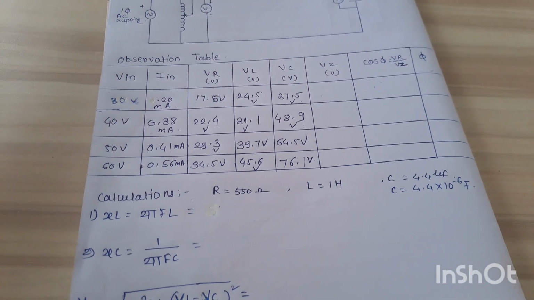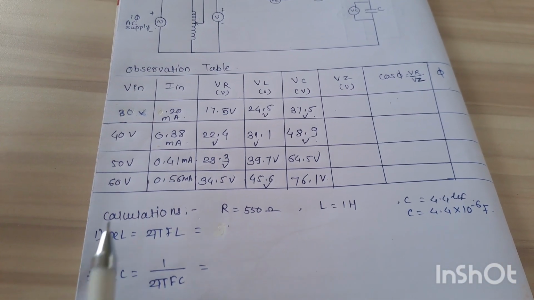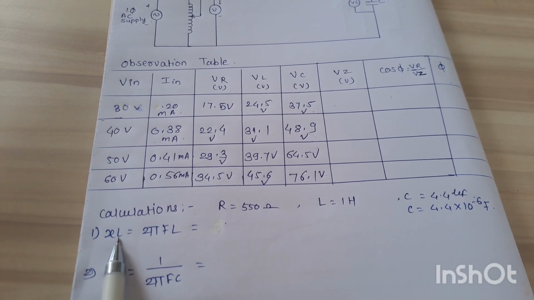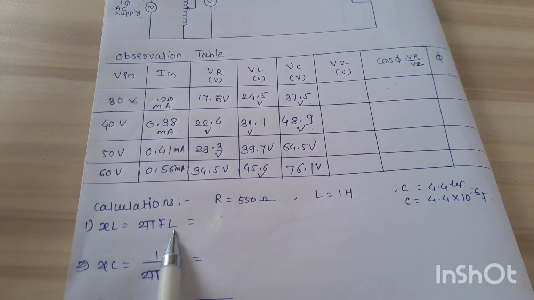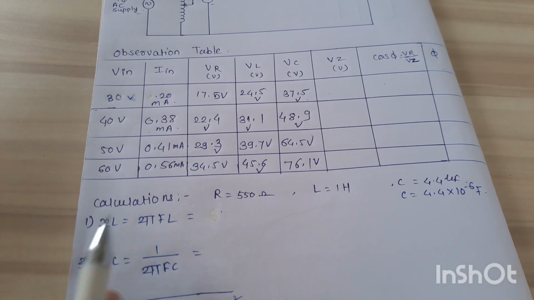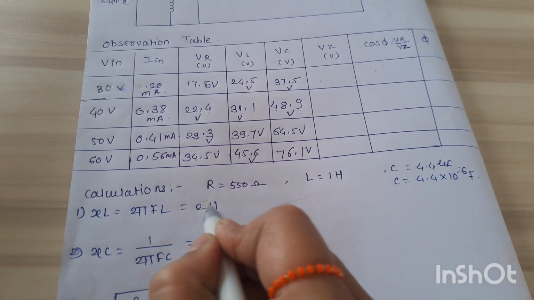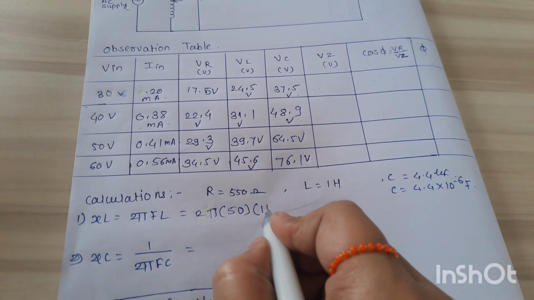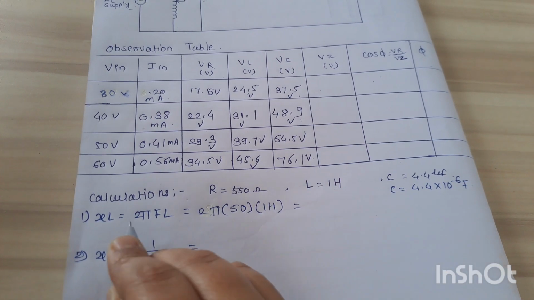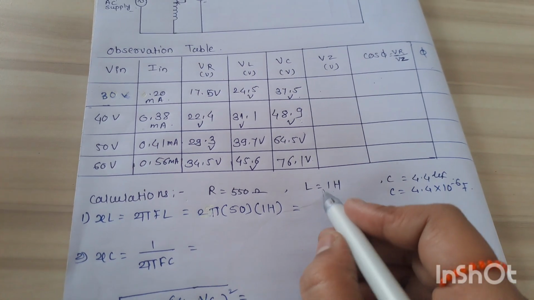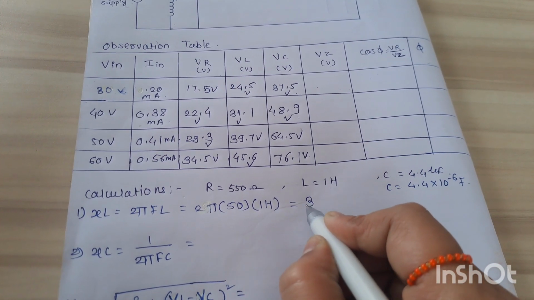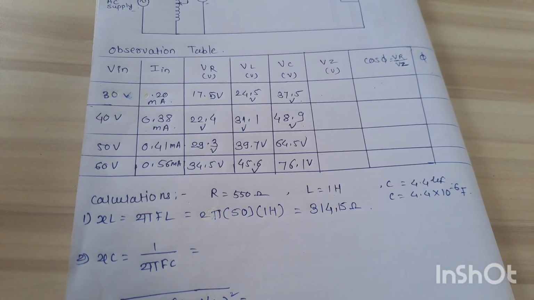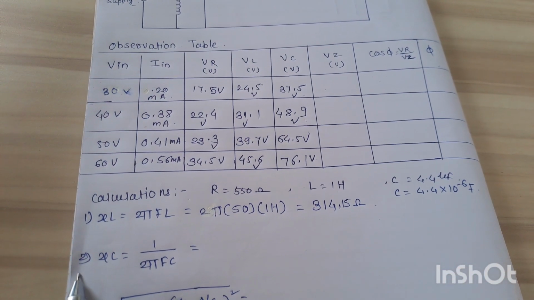First we calculate the value of XL, inductive reactance, and XC, capacitive reactance. The formula to calculate XL is 2 pi FL. So the value of XL is 2 pi, the frequency F is 50 and L is 1 Henry. So the value of XL is 314.15 ohm.